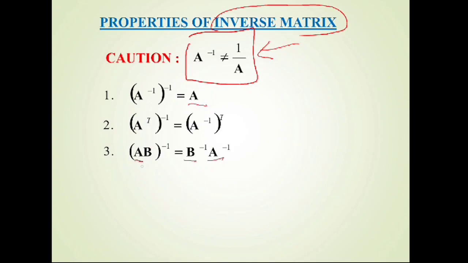Here, matrix A first, and then matrix B is the last one. But when you inverse the matrix, B will go first here, multiplied with matrix A. And the last property is the determinant of A inverse is equal to 1 over the determinant of A.